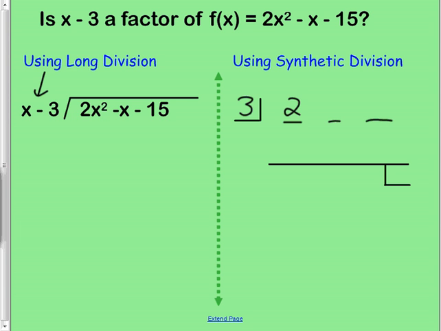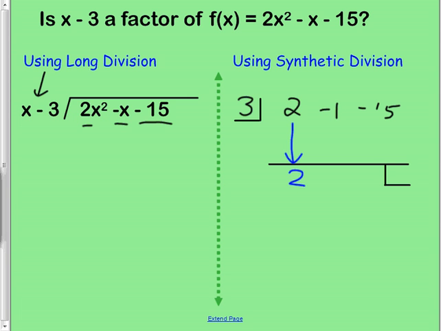2, -1, and -15. I got those. Those are the coefficients right out of my equation. 2, there's a -1 right there, even if you can't see it, and -15. Okay. Now what? Now you do the Snoop Dogg song. Don't worry, I'm not going to play the whole thing.